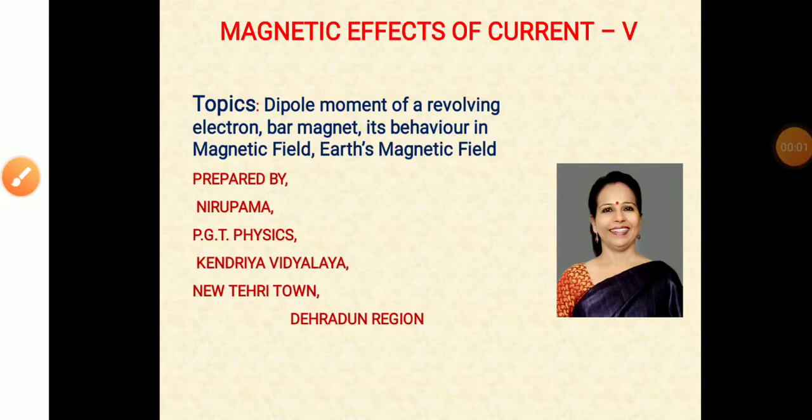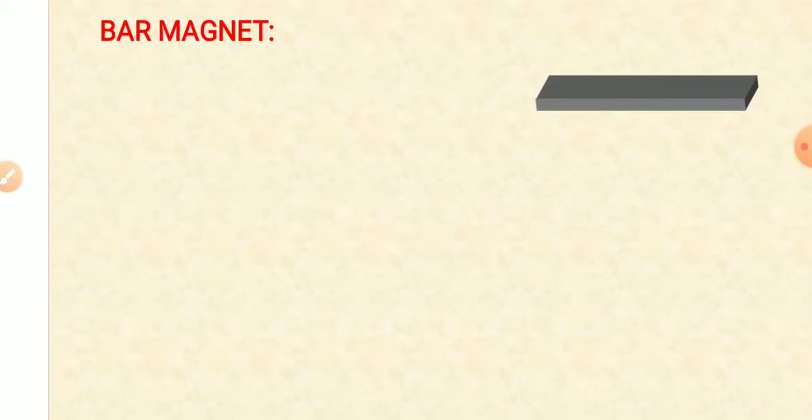Dear students, in this video from magnetic effects of current, we will study dipole moment of a revolving electron, bar magnet, its behavior in magnetic field and Earth's magnetic field. So let us begin with bar magnet, and you all must have seen it. A bar magnet has two poles, north pole and south pole.